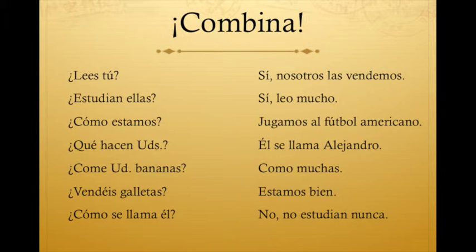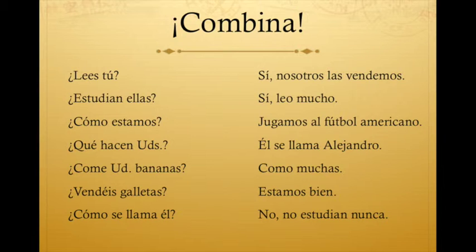How are we doing? ¿Cómo estamos? Estamos bien. We are doing well. You hear me ask that often when I start class. ¿Qué hacen ustedes? What are you all doing? You need to respond with a nosotros form. We are playing football. Nosotros jugamos al fútbol americano.